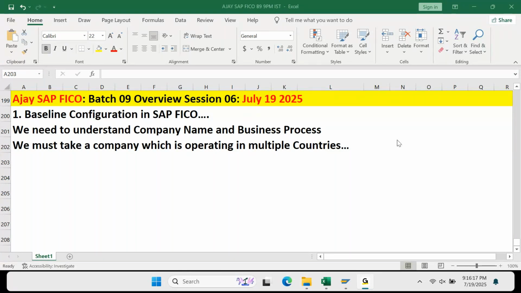Now, if I am representing a company doing a business, I am trying to say that this company is selling something. Any company that is selling something to a customer, it can be a product or it can be a service.